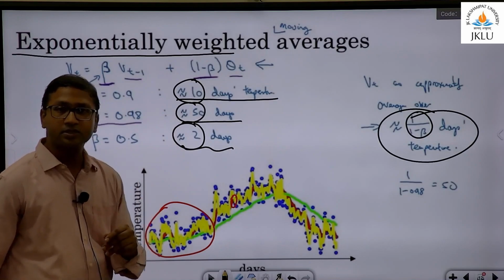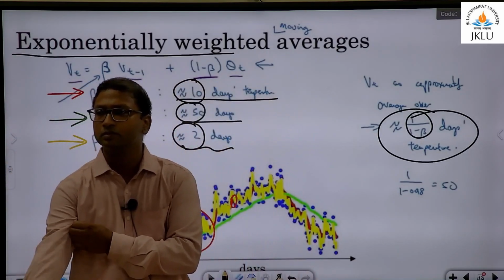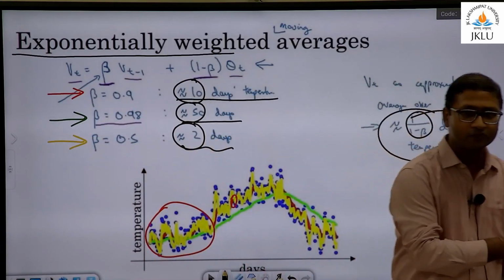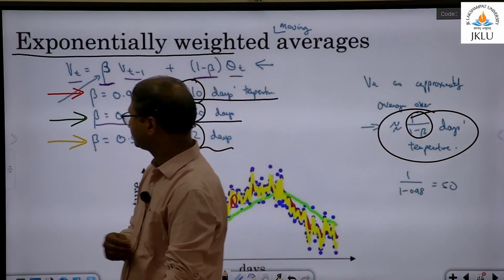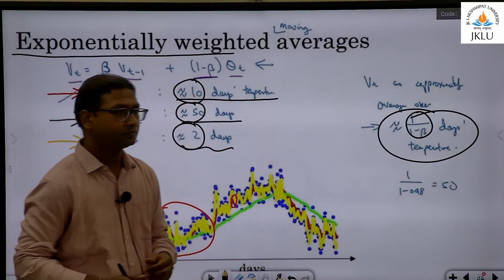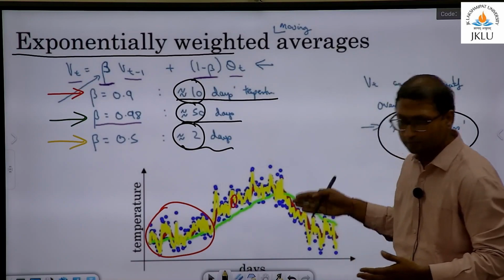How is this, why should we care about this? Why should we care about this for our gradient descent problem? Why should we care about these things?